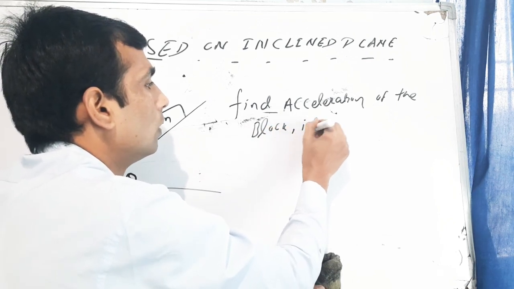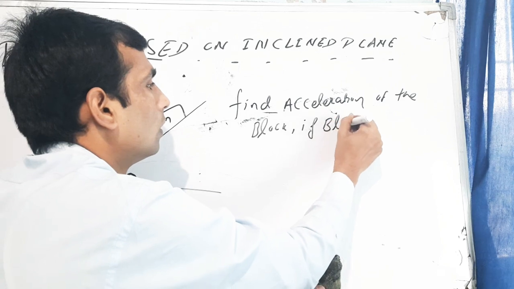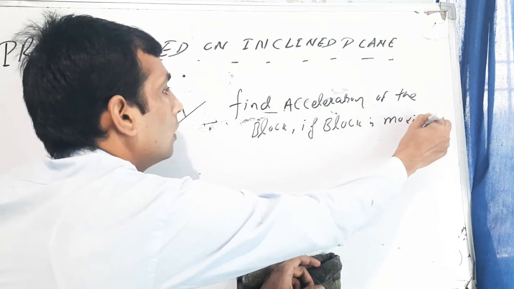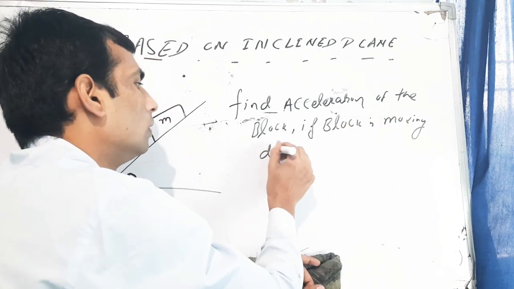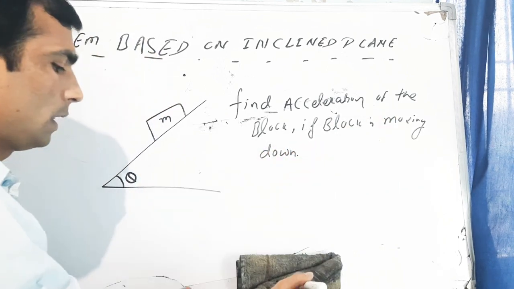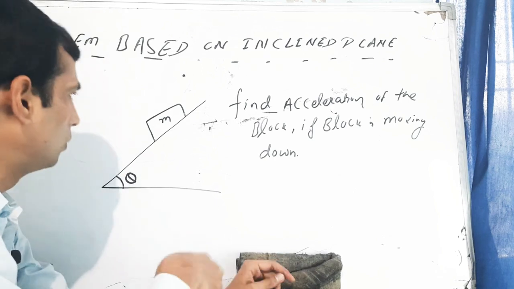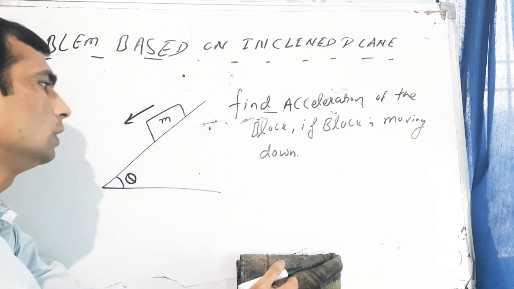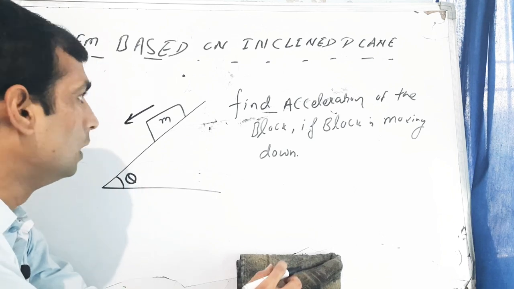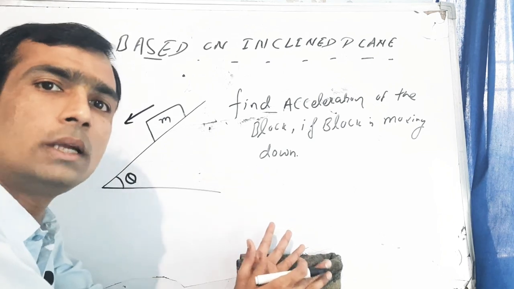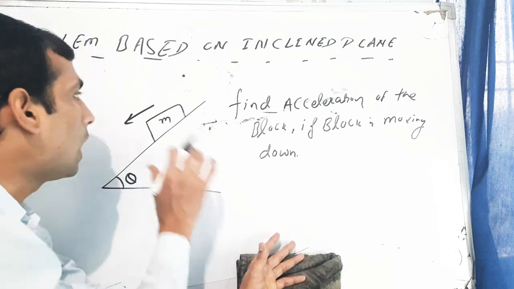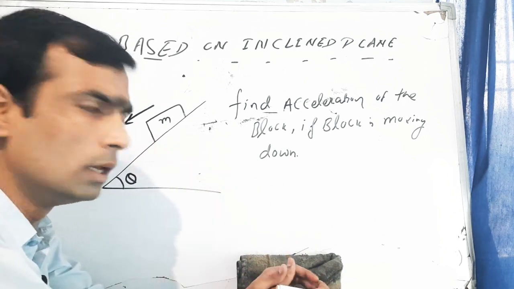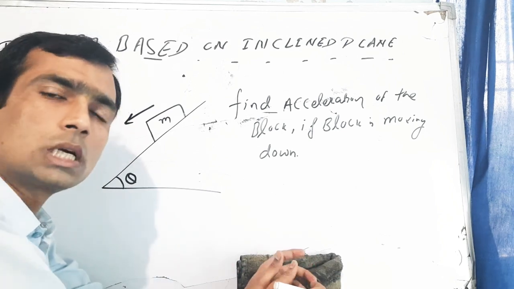if the block is moving down. This is the direction in which the block is coming down. What is important here is how to make the ABD, the free body diagram, of the block of mass m. So stay here and watch the complete video.